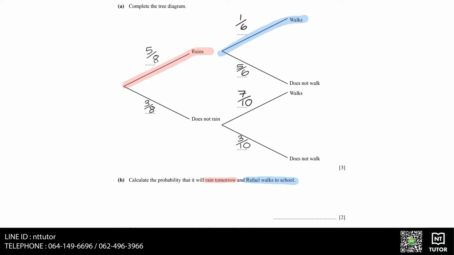And the probability of that pathway in the tree diagram is just the product of all the probabilities along its way. So the probability would be 5 over 8 multiplied by 1 over 6.